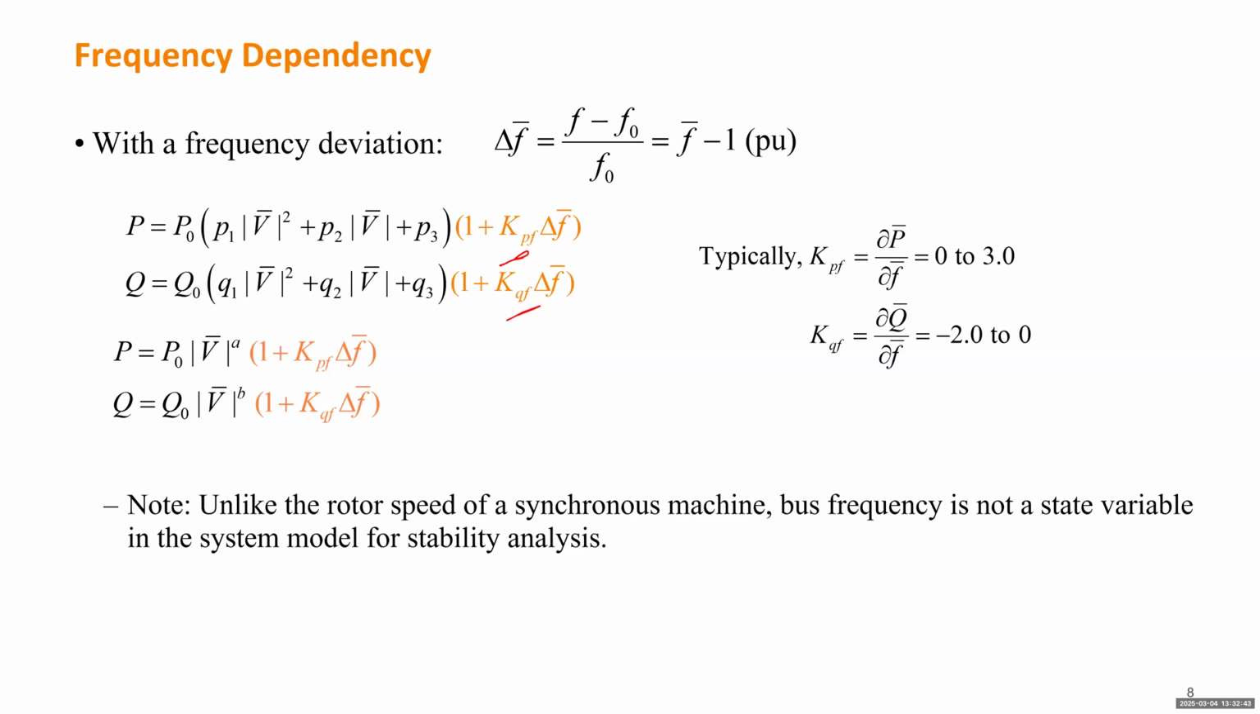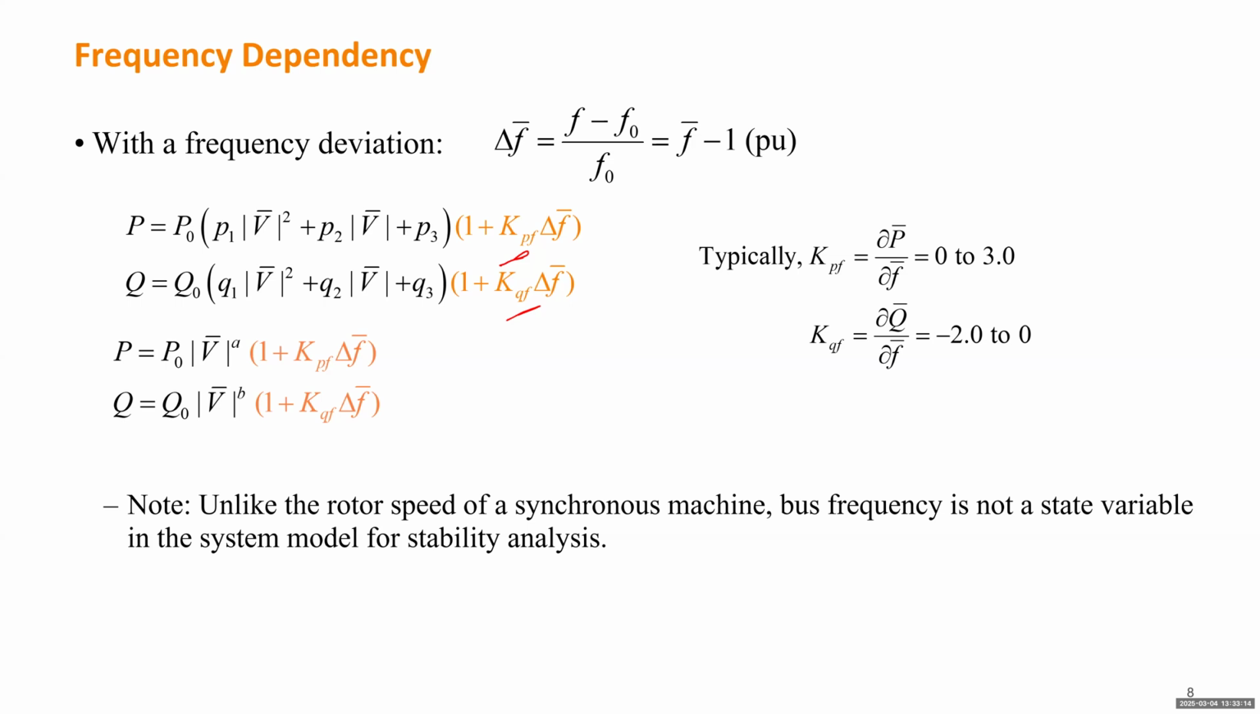Bus frequency means, at this bus, there's a voltage phasor. The voltage phasor will have an angle, the phase angle. If you calculate the derivative of that angle, you will have a frequency. That's what the bus frequency means. Bus frequency is not a state variable, because if we don't treat the bus voltage as a state variable, the bus frequency will not be a state variable. Bus voltage can change instantaneously.